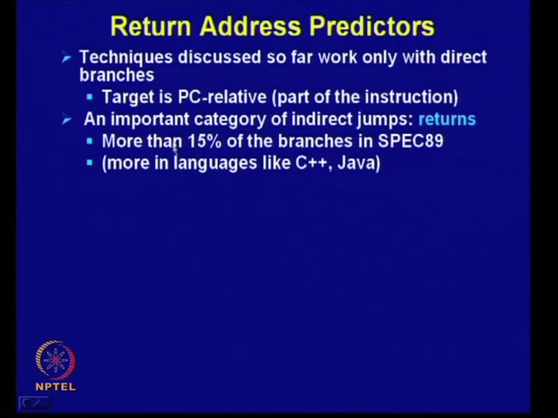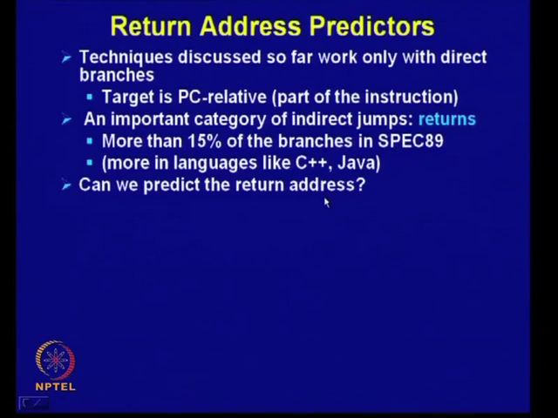So this type of return instruction you will encounter in many situations. For example, more than 15% of the branches in SPEC 89, and particularly in object oriented languages like C++ and Java, this type of unconditional branch is present in many places. So in such cases, the techniques that we have discussed will not work properly. So can we predict the return address?